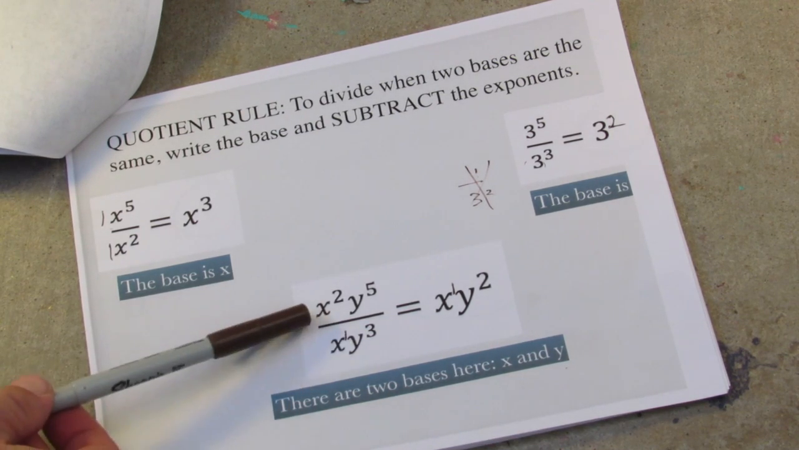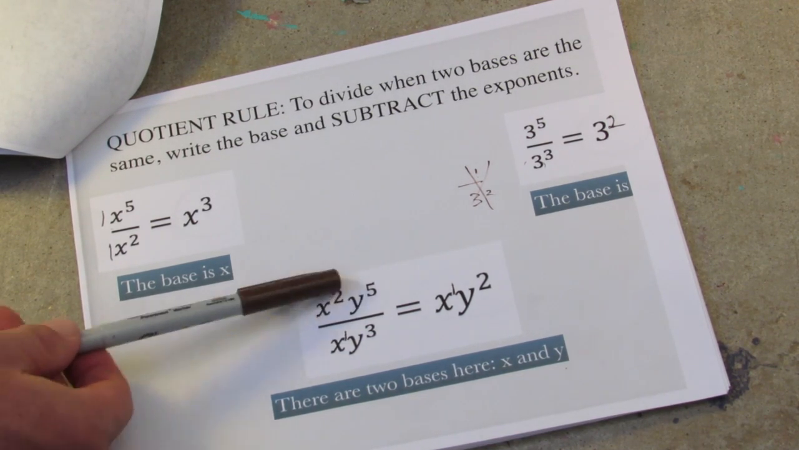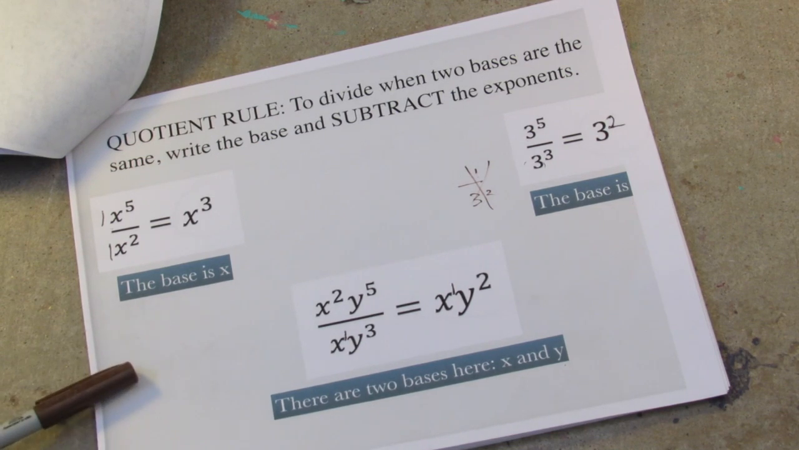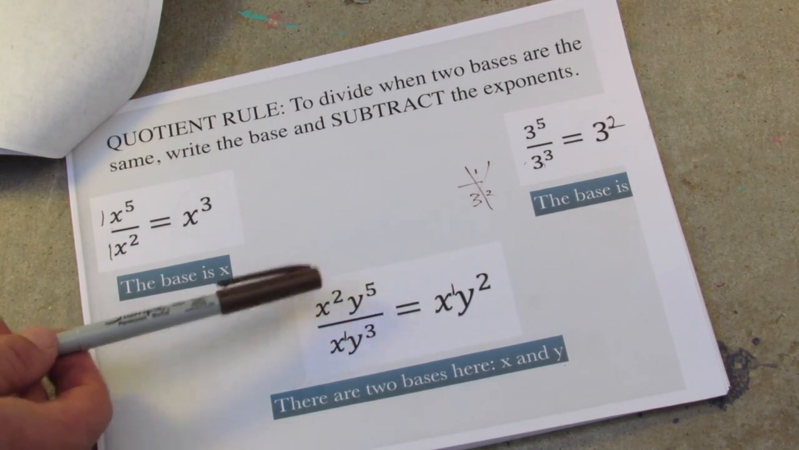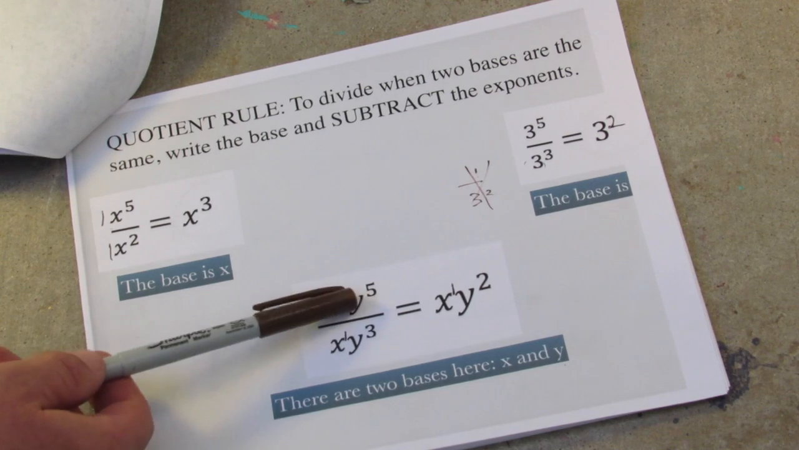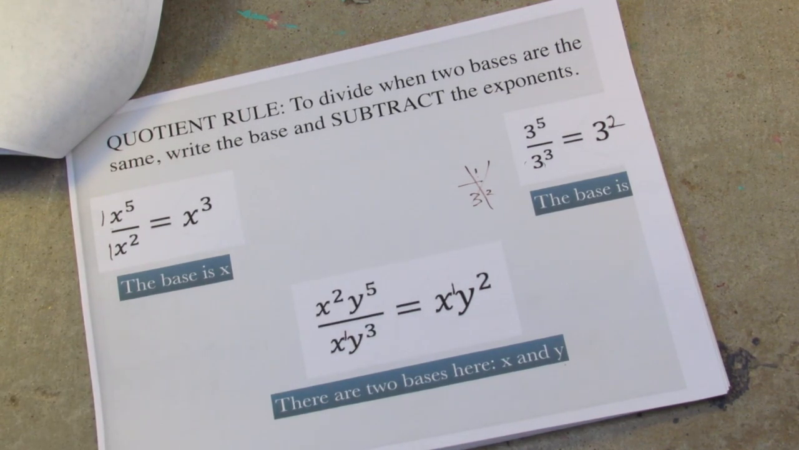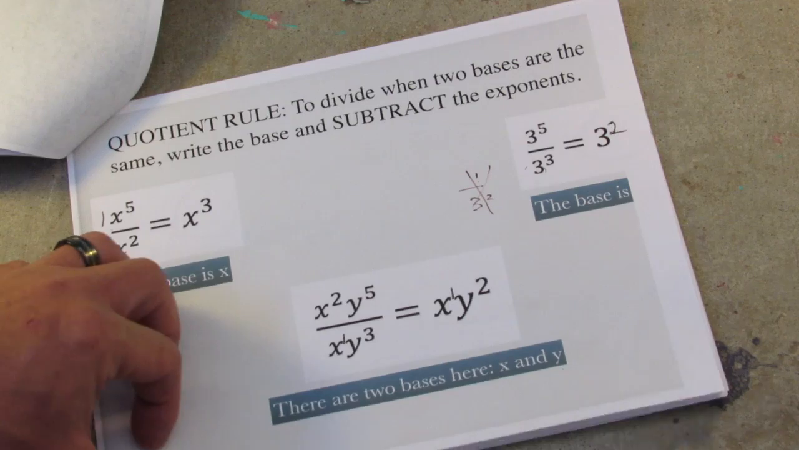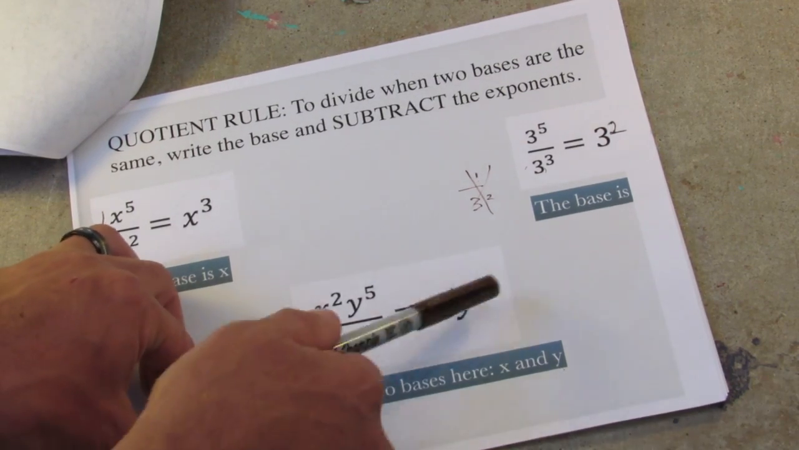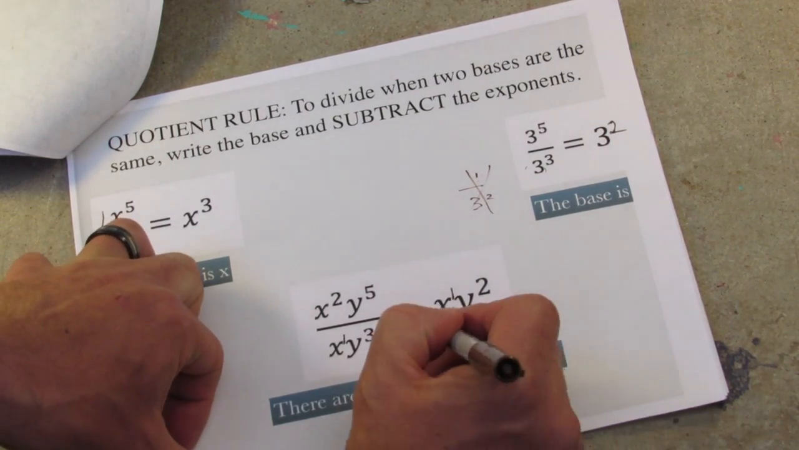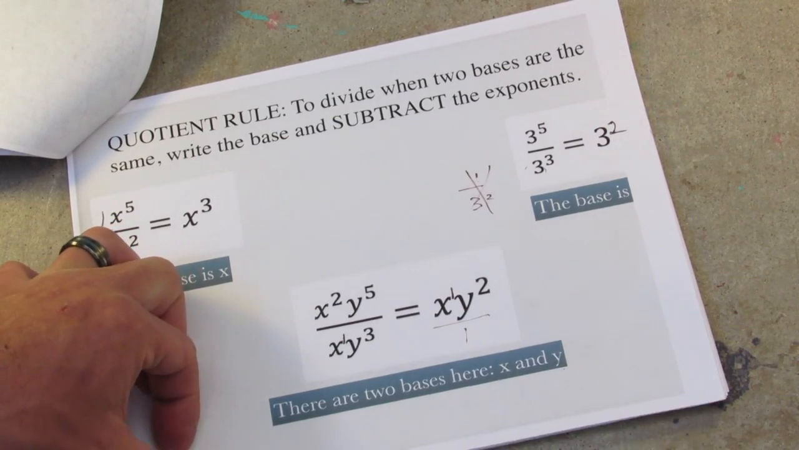Here we've got, like I said, 2 x's in the top, x to the 2nd power, and x to the 1st in the denominator. There's 1 more in the top. And there's 5 y's on top and 3 y's on the bottom, or in the numerator and denominator, and that's 2 more in the numerator.